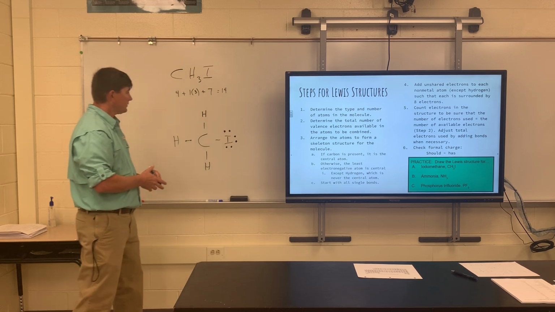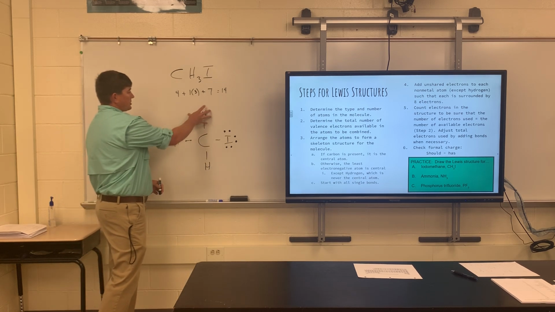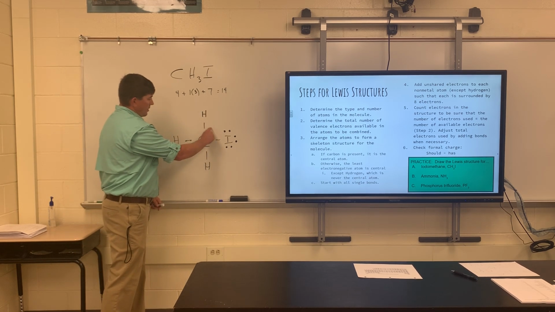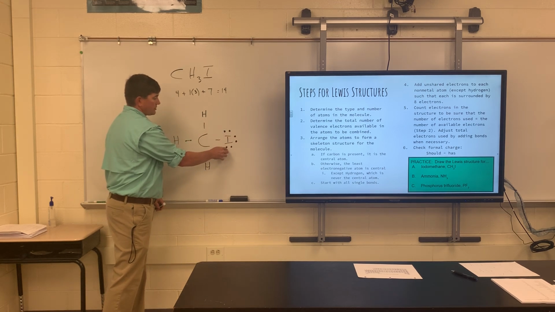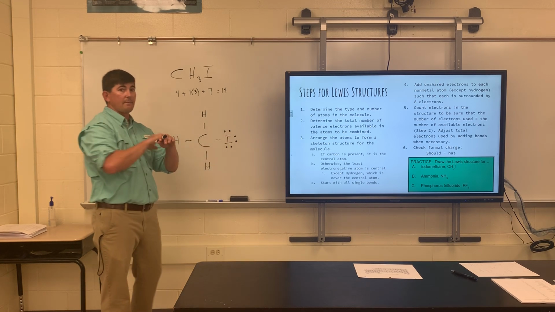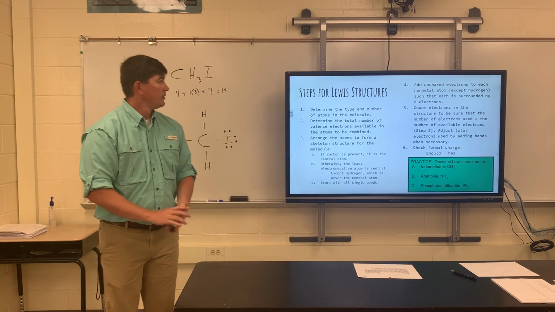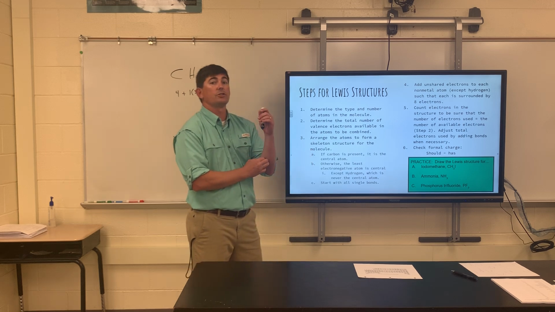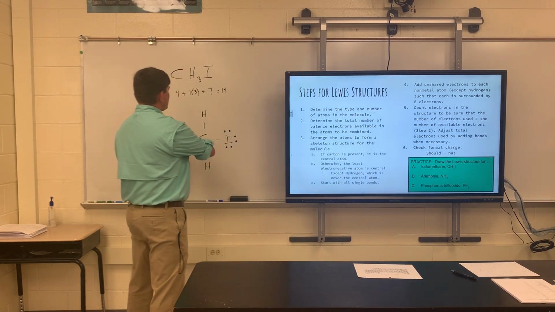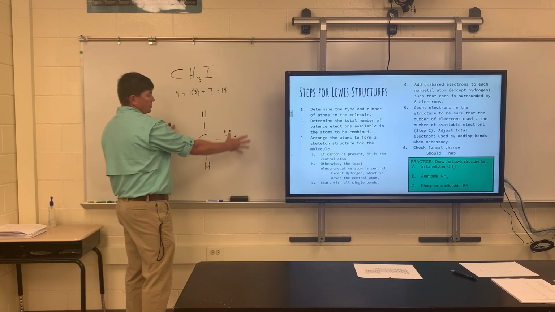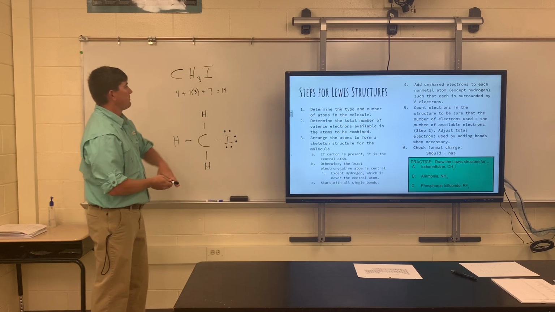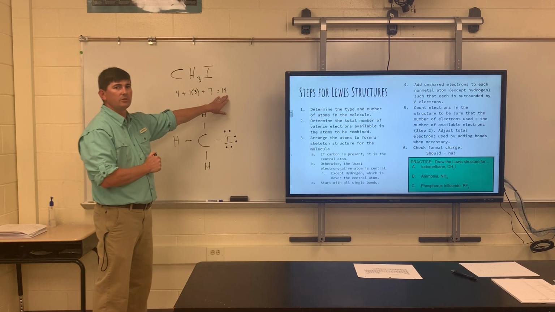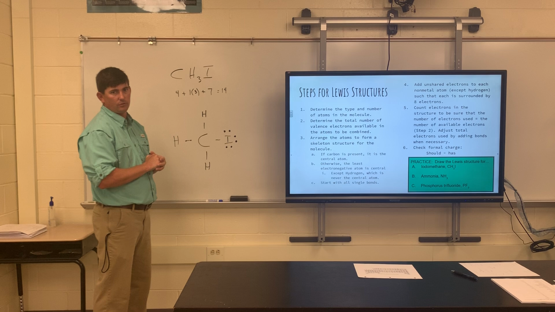All right, so hydrogen's got the 2 they want. This carbon's got 8, 2, 4, 6, 8, and now this iodine has 2, 4, 6, 8. So I've made everybody happy. The question is, step 5, did I use the right number of valence electrons to do that? So I need to count the number of valence electrons I used for this whole thing, and then compare it to this number. Is it the same? Did I use too many, too few, that kind of thing?